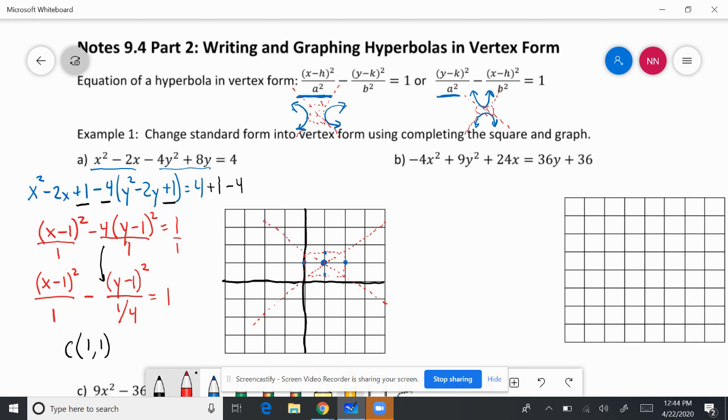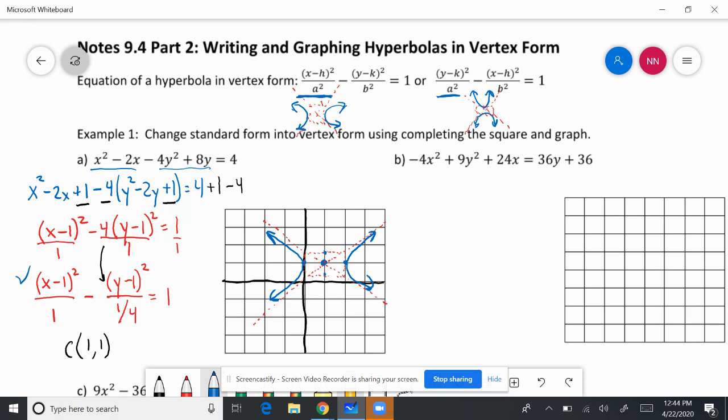Now what we're going to do is we notice that the x is positive. So whenever the x is positive, the hyperbola is going to go to the left, and it's going to go to the right. And that right there is our graph. So let's look at letter B.